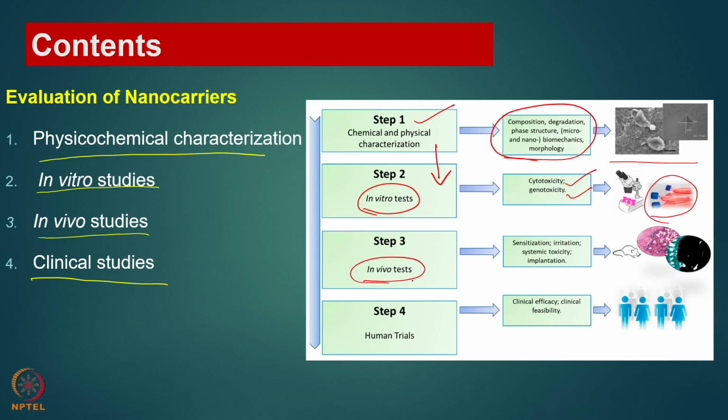Whereas in vivo studies are performed in animals. It may be rats, pigs, even monkeys and rabbits. Here we try to understand the efficacy and safety of the material. We can also perform pharmacokinetic studies. A few examples are sensitization, irritation, systemic toxicity, and implantation. Once you have done this, then we can go further to clinical trials in humans.